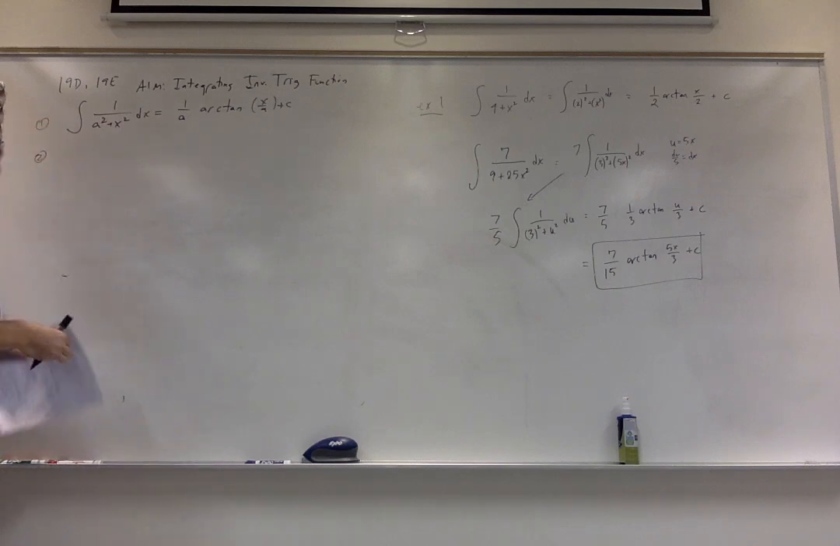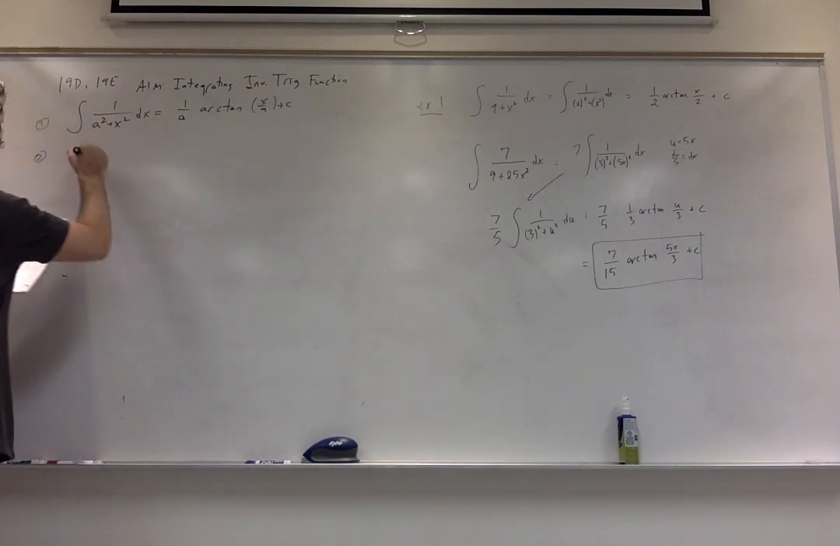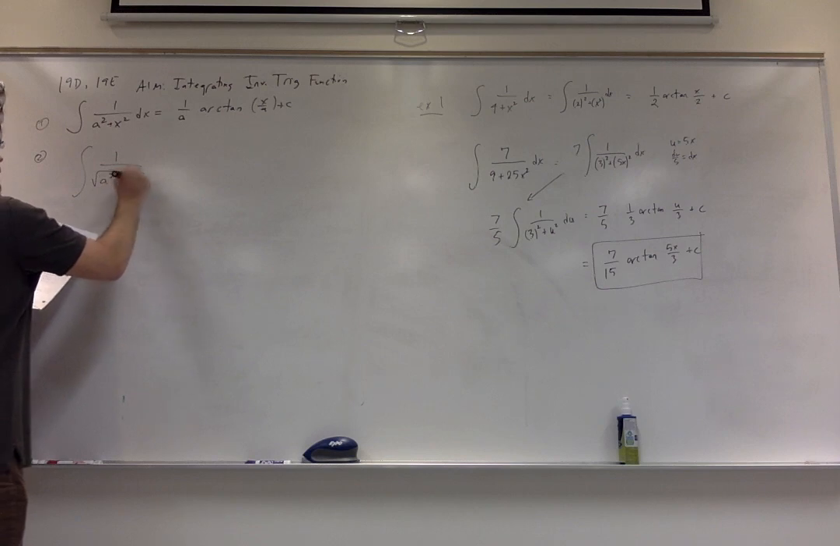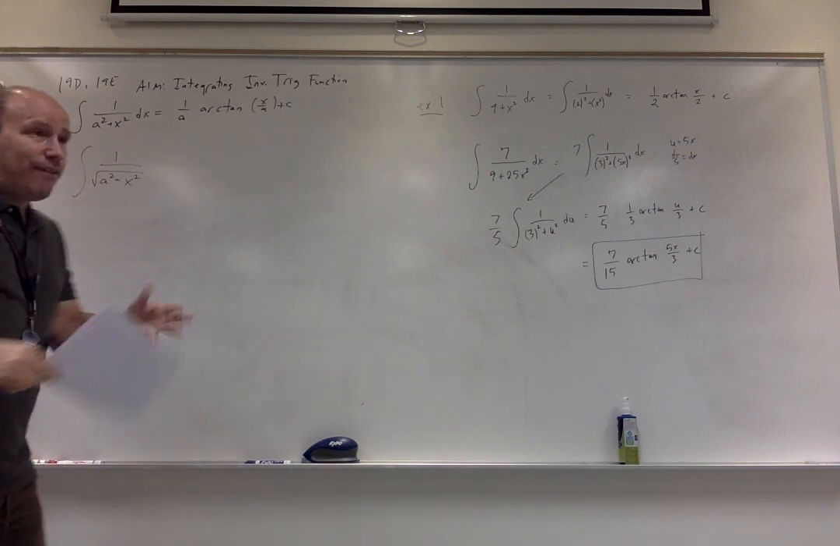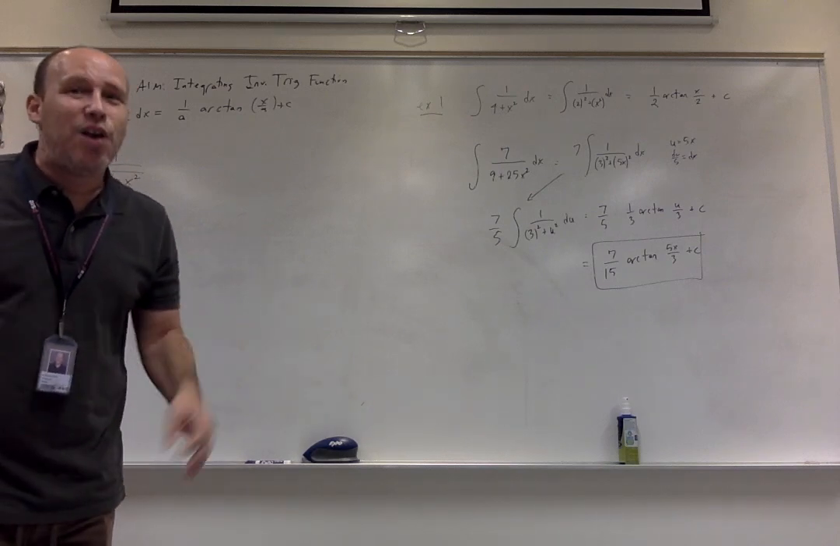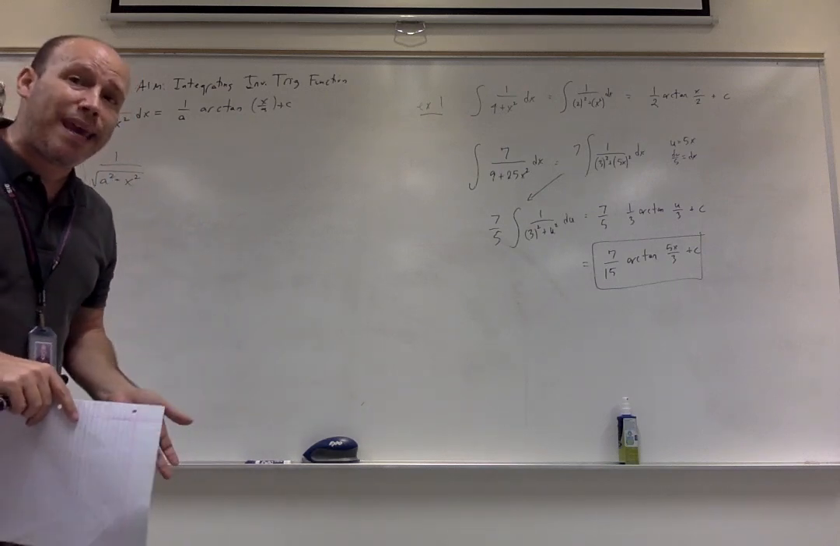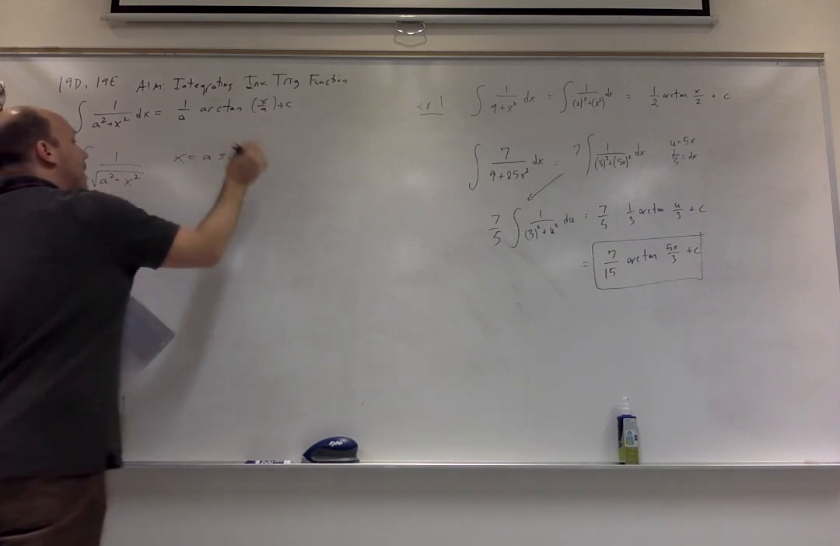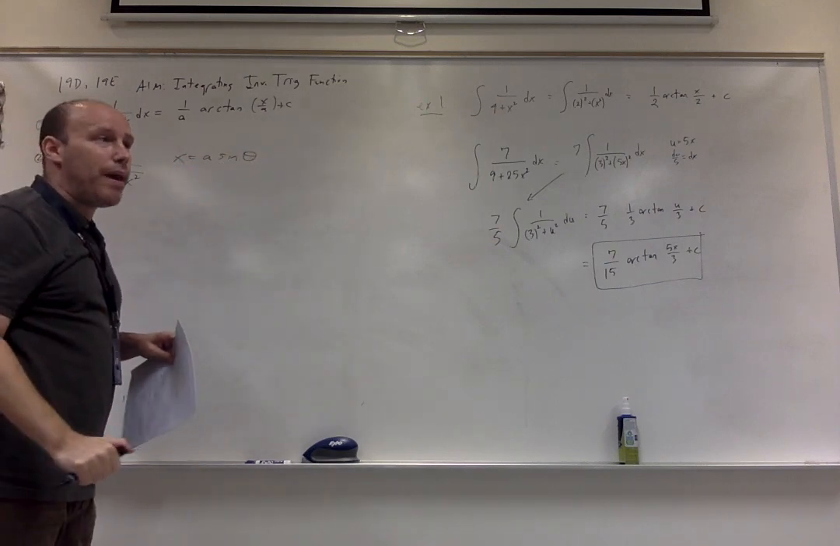The second formula you're going to see in the formula booklet is the integral of 1 over the square root of a squared minus x squared. And we know from the formula booklet that it's the arcsine of x over a plus c. So we know the substitution we're going to make is x equals a sine theta. That's the substitution we're going to make.